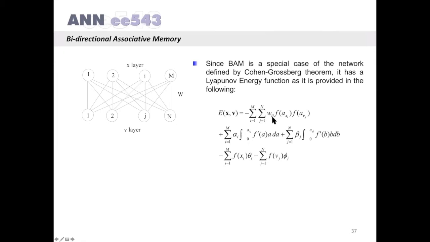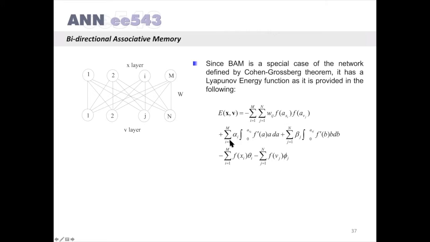We are considering the Wij multiplied by the output function applied on the activation of neuron Xi, which is equal to the output of neuron Xi multiplied by the output of neuron Vj. So for each neuron here and each neuron there, we are multiplying their outputs and also the connection weight, applying a double summation, and then we have a minus here.